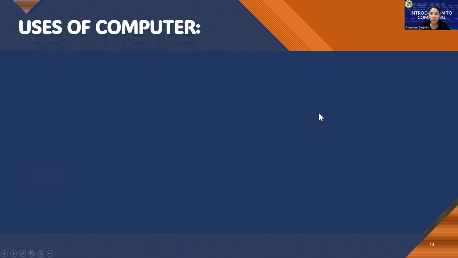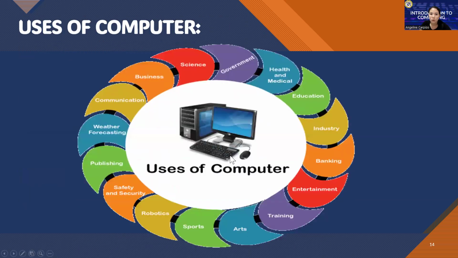And what are the uses of computer? So these are the examples: in government, health and medical, education, industry, banking, entertainment, training, arts, sports, robotics, safety and security, in publishing, weather forecasting, communication, business, science. So those are the examples of the uses of computer.